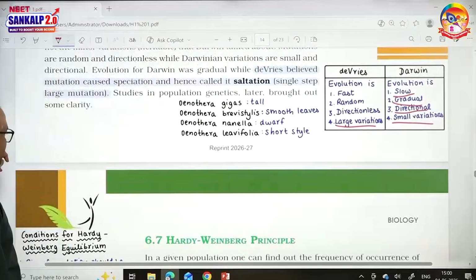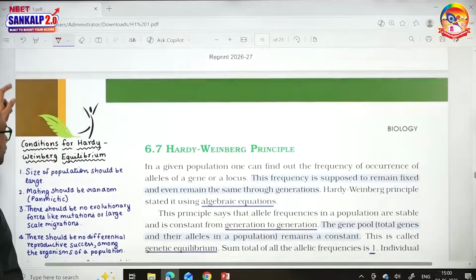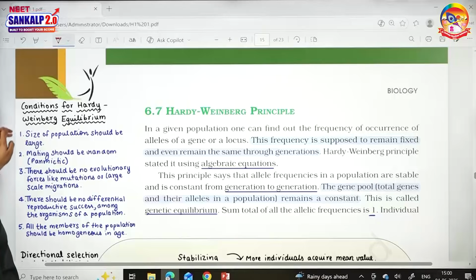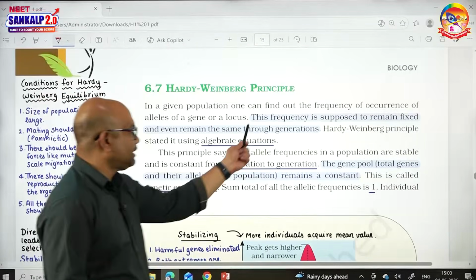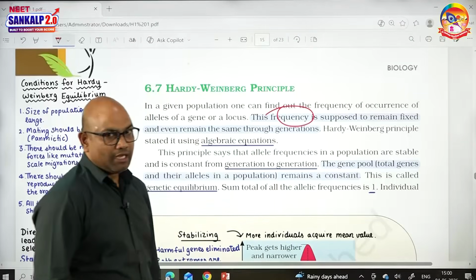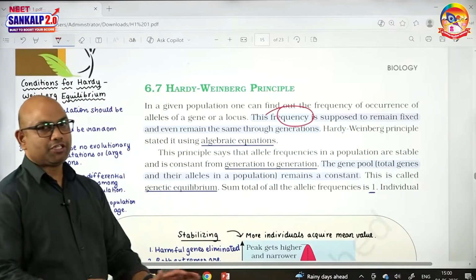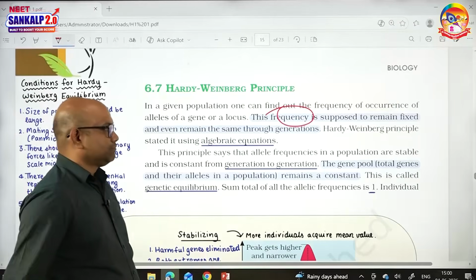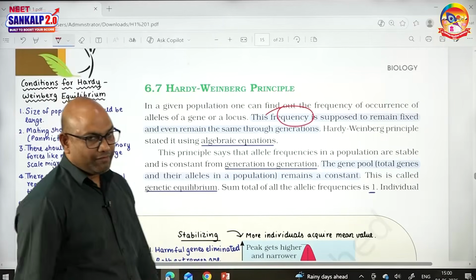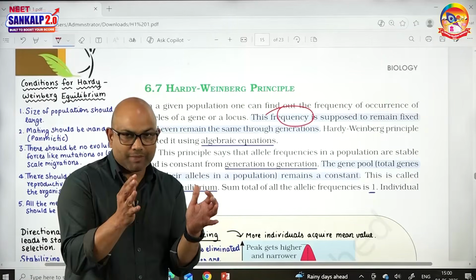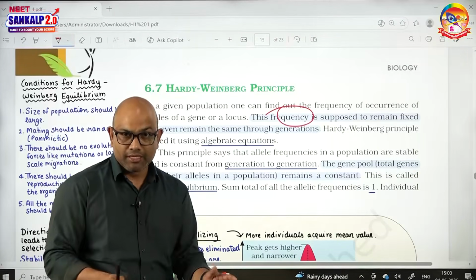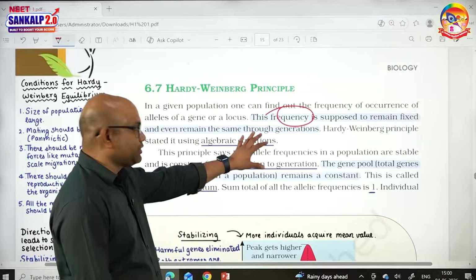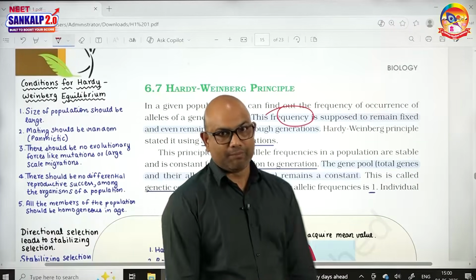So this is the point explaining the mechanism of evolution. And in the mechanism of evolution, I am going to discuss one more important concept called the Hardy-Weinberg principle. What is this principle saying? It says that the frequency of alleles remains the same from generation to generation in a population. For example, the total number of genes present in a population is called the gene pool, and the frequency of those genes remains constant from generation to generation according to Hardy-Weinberg equilibrium.